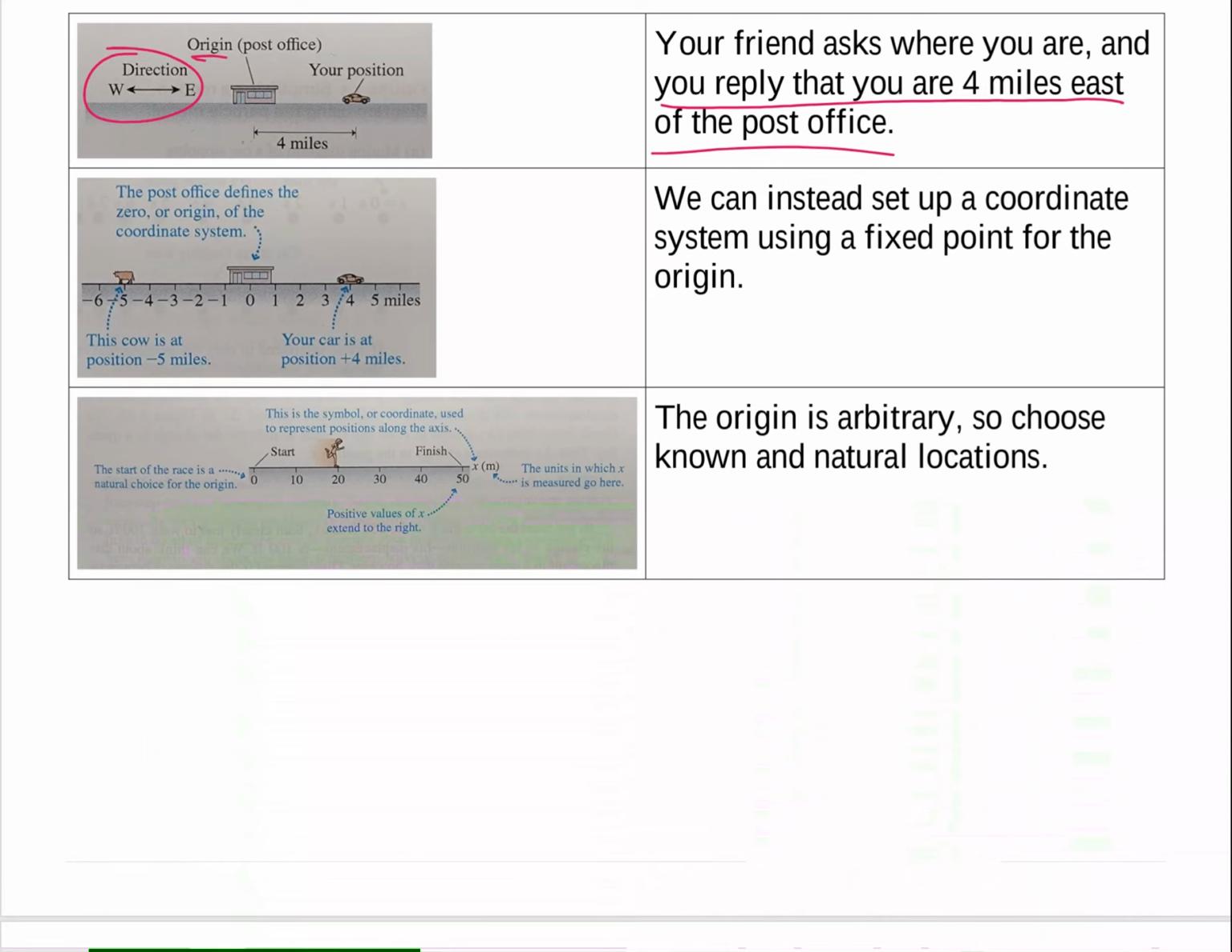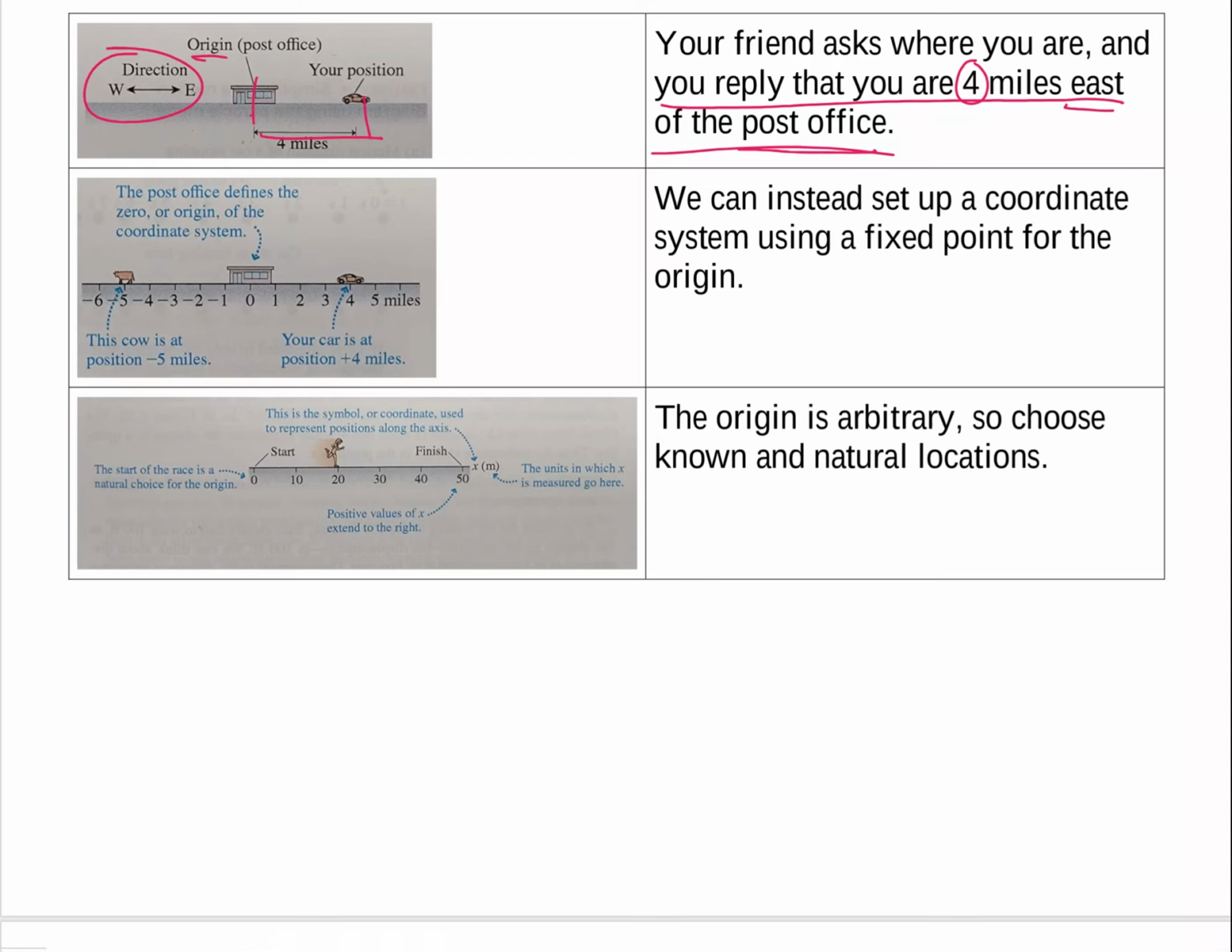That reply set the origin at the post office, and then our position, because of the direction west to east, was given as 4 miles east of the post office, okay? What did we have to do to give our friend our position? We had to give an origin, the post office, a direction, and a position, 4 miles east. If we didn't give those 3 things, our friend wouldn't know where we are.